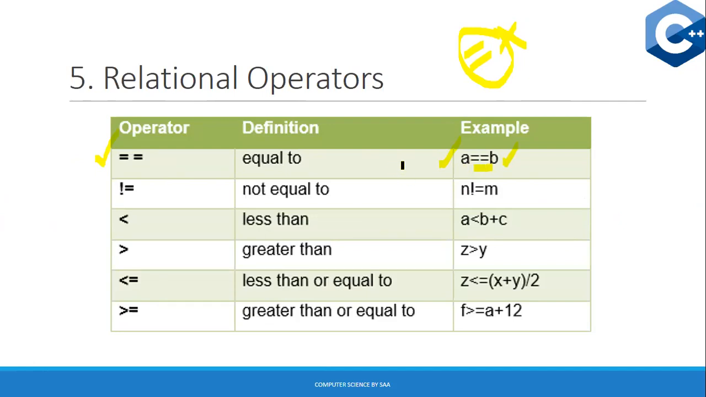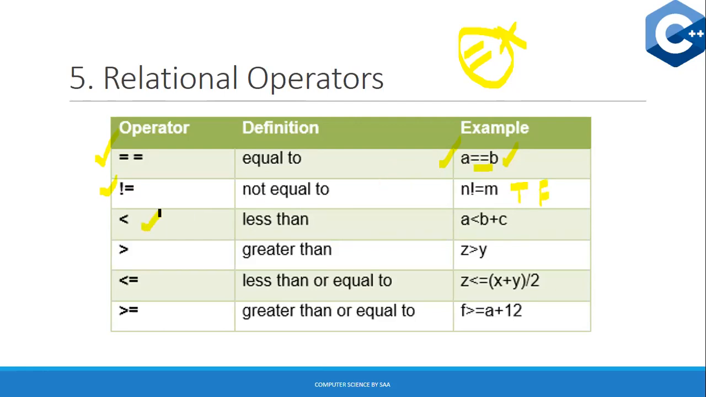This double equal operator is known as the equal to operator in C++, and it is used to evaluate the values, whether both of them are equal or not. Then if you see this exclamation mark with the equal sign, it is the not equal to operator, and it is used to check whether n is not equal to m. If n is not equal to m, it will return the result true, otherwise it will return false.